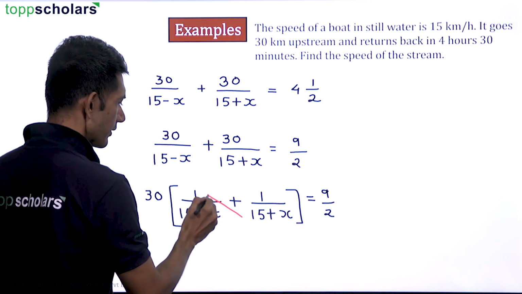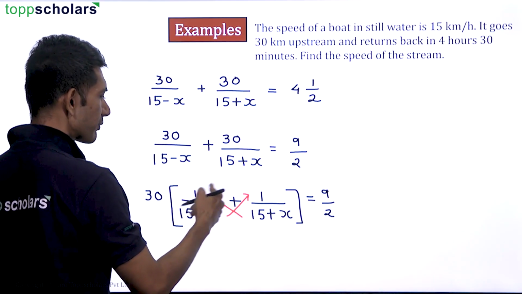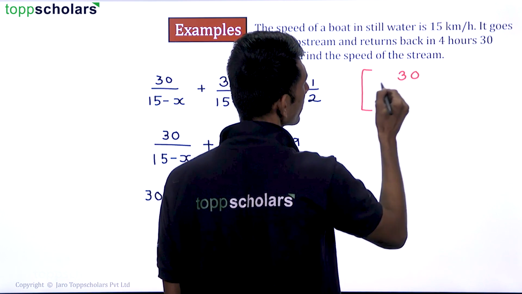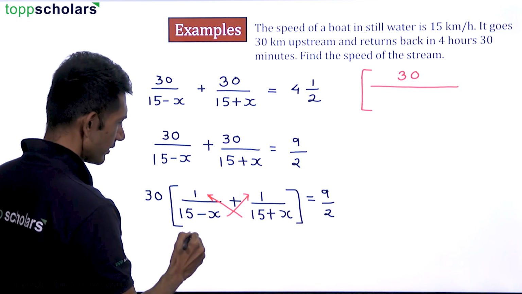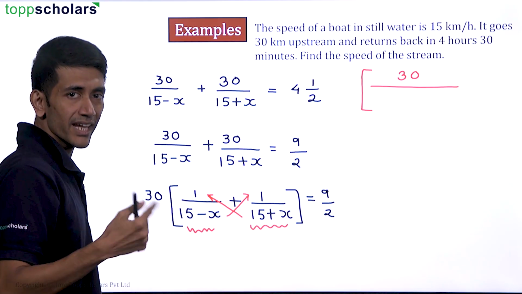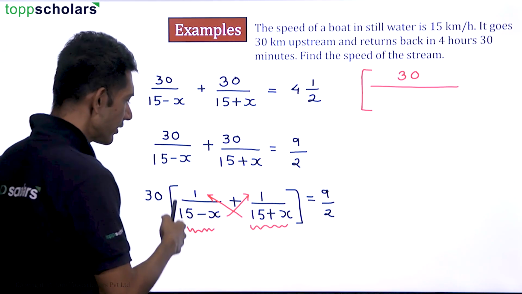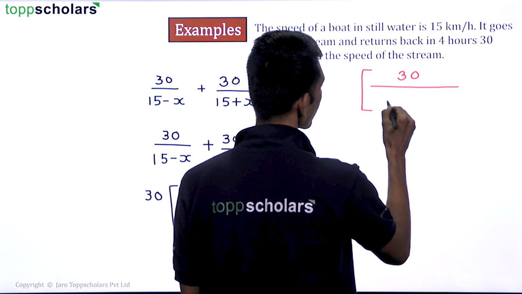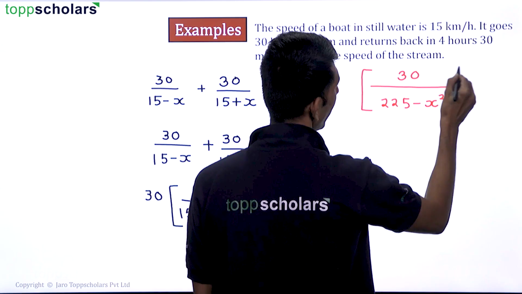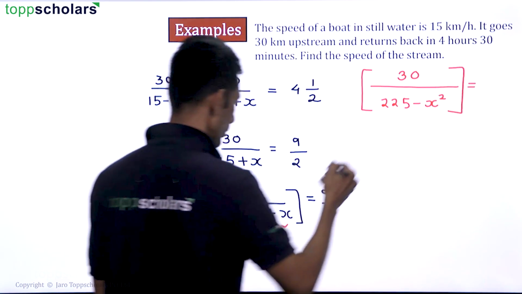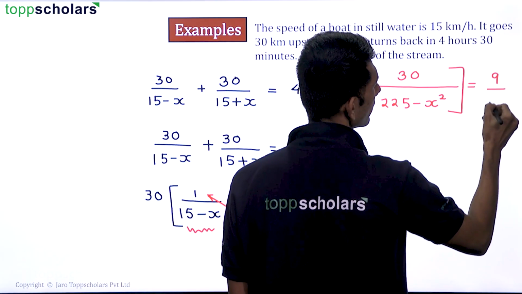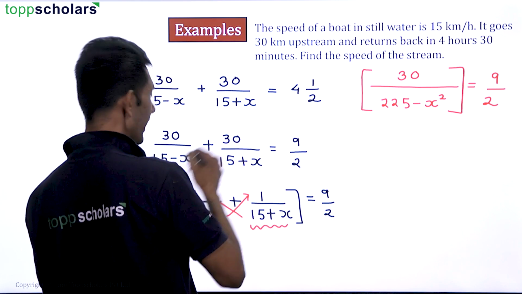So this goes here, this goes here. 15 plus x plus 15 minus x. Can I do it directly now? That becomes 30 by, this is 15 minus x into 15 plus x, that is a minus b into a plus b, that is a square minus b square. So 225 minus x square is equal to, here you have 9 by 2, right? And here outside you have 30.